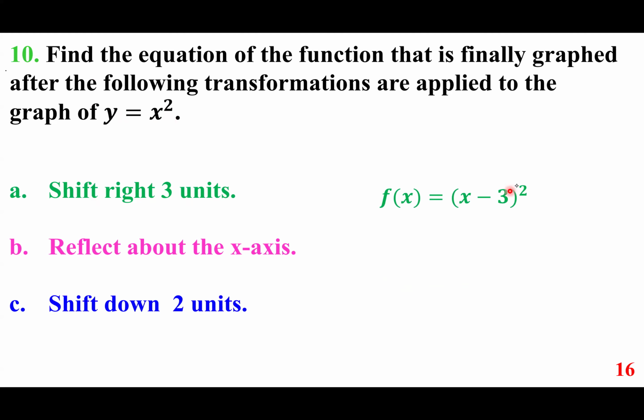Now we're going to deal with this. Reflect about the x-axis. So you put a negative sign in front of the y coordinate or f of x. That means put a negative here. So now the new f of x is minus parentheses x minus 3 quantity squared. And finally, you bring it down by 2 units. That means you add -2. So f of x is minus parentheses x minus 3 quantity squared minus 2. That is the final action that takes place.